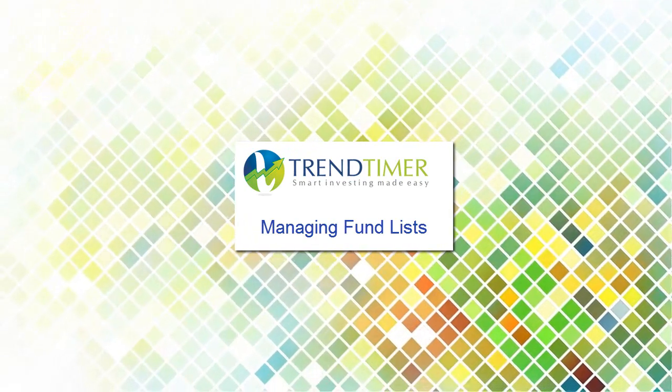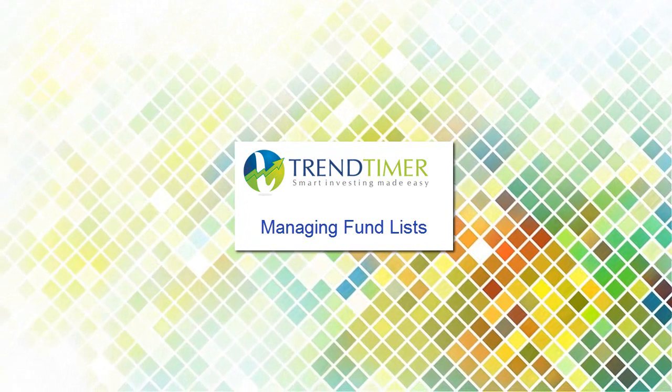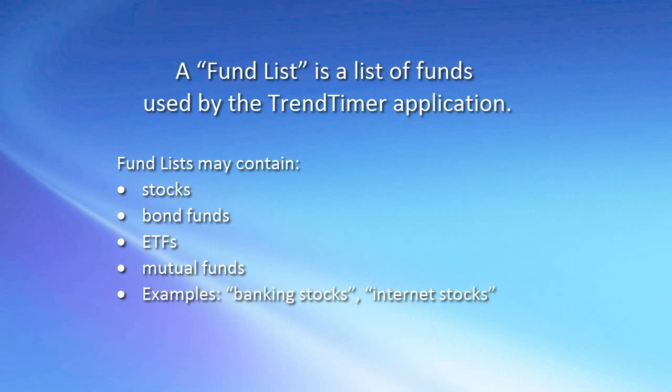In this tutorial, we'll learn how to create and use TrendTimer fund lists. A TrendTimer fund list, as the name suggests, is a list of funds used by the TrendTimer application. Fund lists may contain any combination of stocks, bond funds, ETFs, or mutual funds. For example, you may want to create a list of banking stocks or your favorite internet stocks.